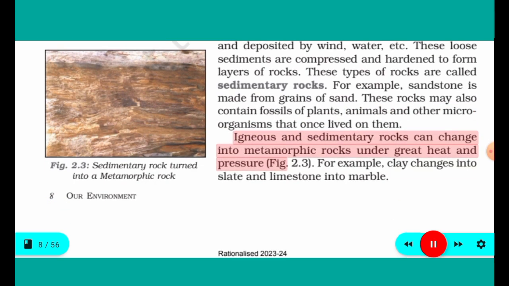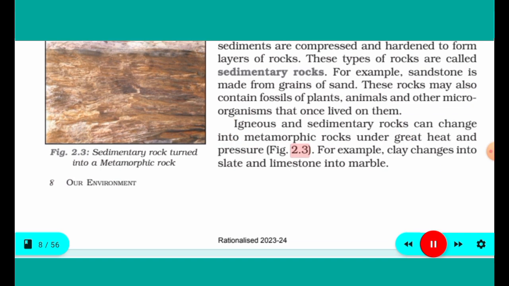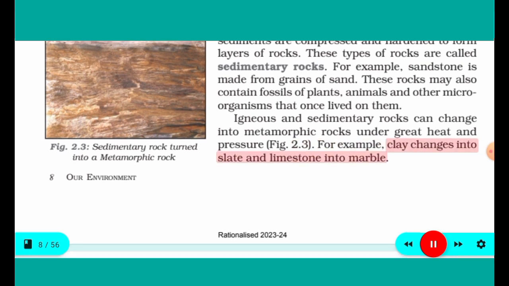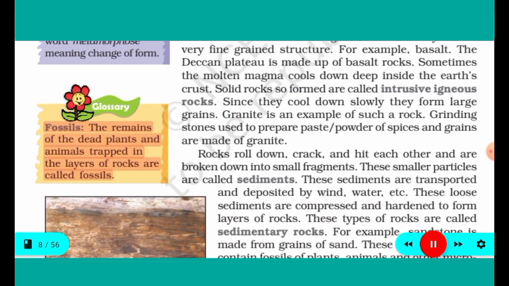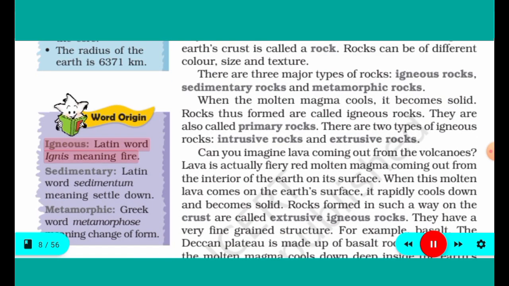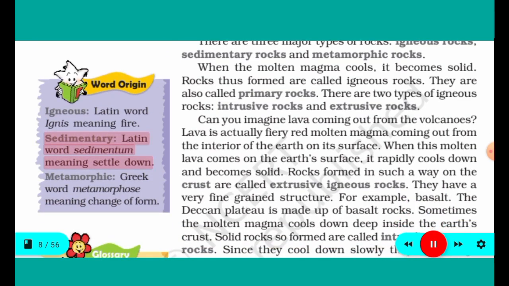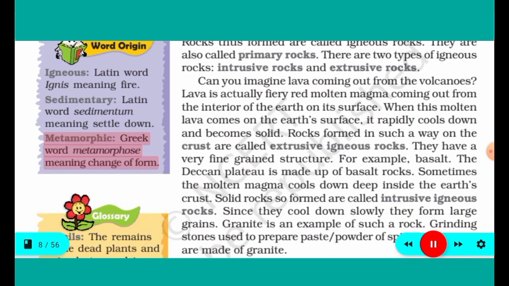Igneous and sedimentary rocks can change into metamorphic rocks under great heat and pressure, Fig. 2.3. For example, clay changes into slate and limestone into marble. Fig. 2.3. Sedimentary rock turned into a metamorphic rock. Fossils. The remains of the dead plants and animals trapped in the layers of rocks are called fossils. Word origin. Igneous, Latin word ignis meaning fire. Sedimentary, Latin word sedimentum meaning settle down. Metamorphic, Greek word metamorphos meaning change of form.